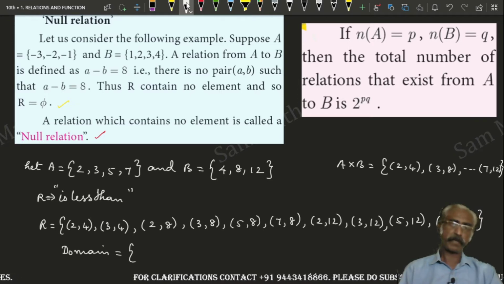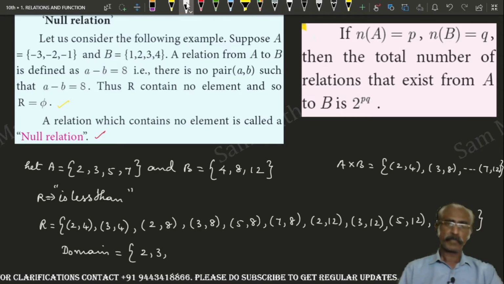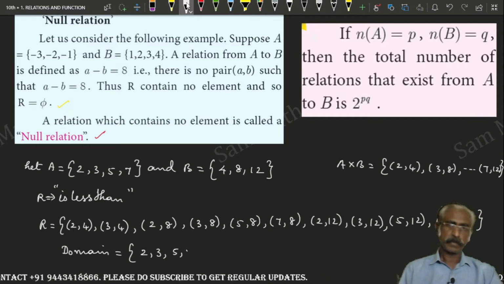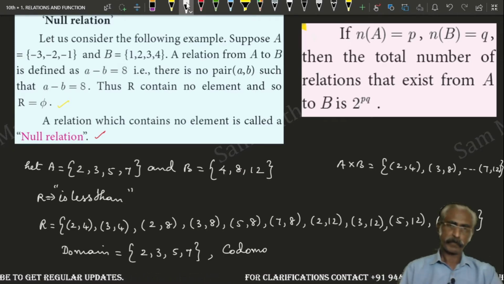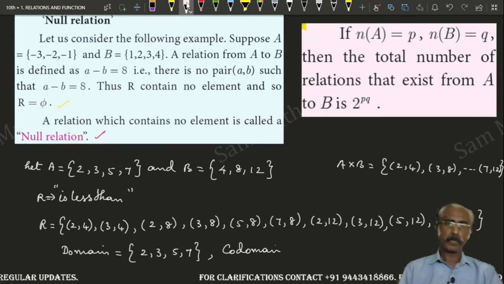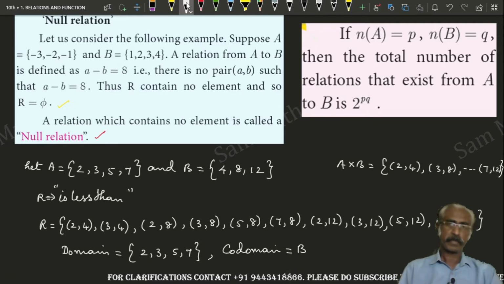We have to take from R the first entries: 2, 3, 2, 3. Then you just move like that. You have 5, then 7. That's all the numbers. Am I right? Then if they are asking for the codomain, the codomain is equal to the set B always. Right, children?